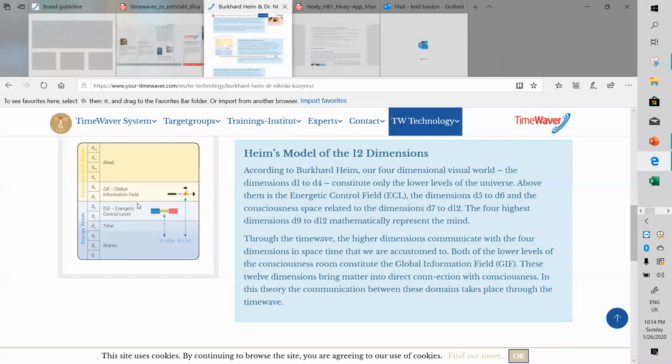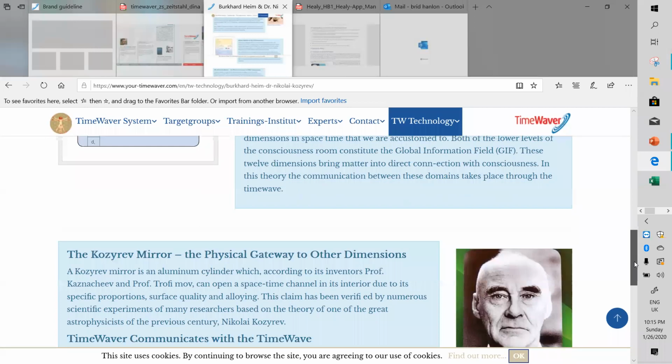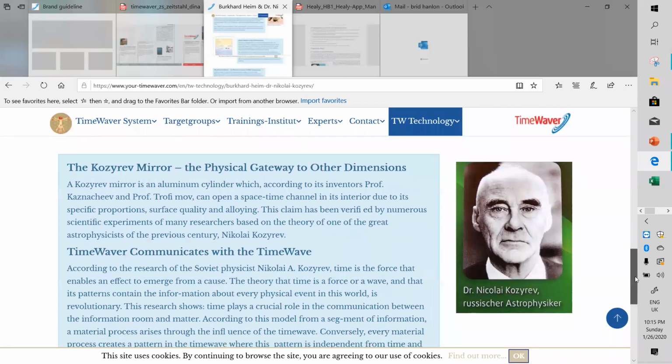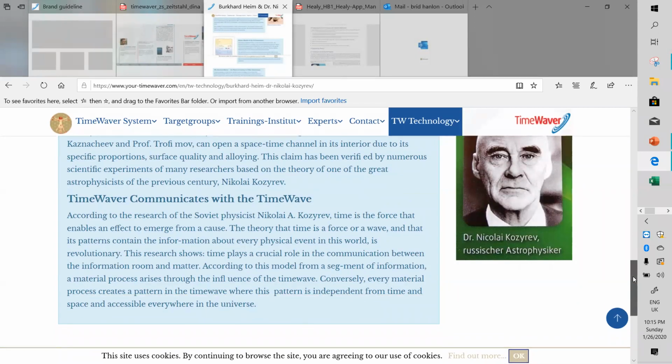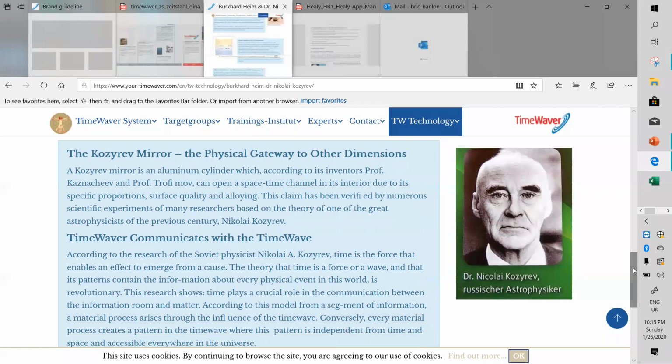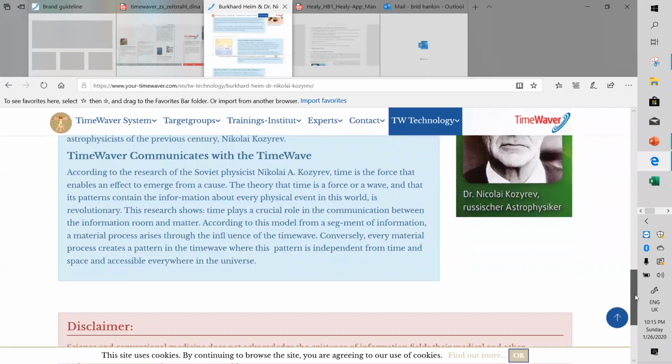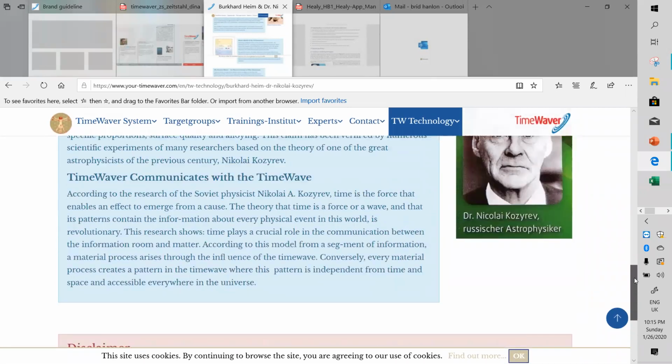And from his understanding and his work with Heim, and his work with two people who created what's called the Korolev mirror. Korolev was a Russian scientist. This mirror was a way of accessing higher dimensions, consciousness, basically. Marcus found a way to incorporate a Korolev mirror into his device, into his Timewaver device.